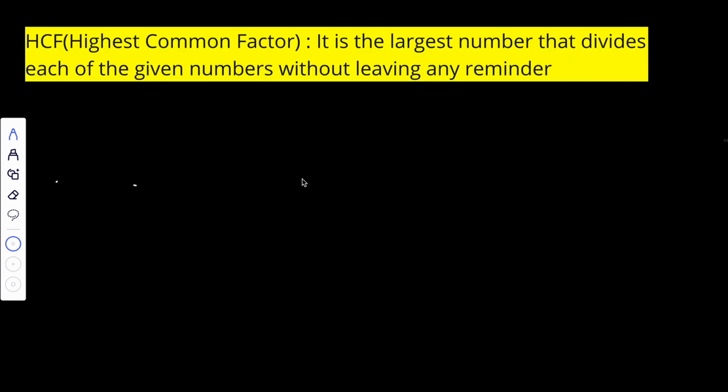Now we are going to learn how to find the HCF of two numbers or more than two numbers. I'll give an example and I'll explain to you what is HCF. HCF full form is highest common factor. Now I'll give the example here. I'll consider two composite numbers 24 and 36. Now I'll find the factors.